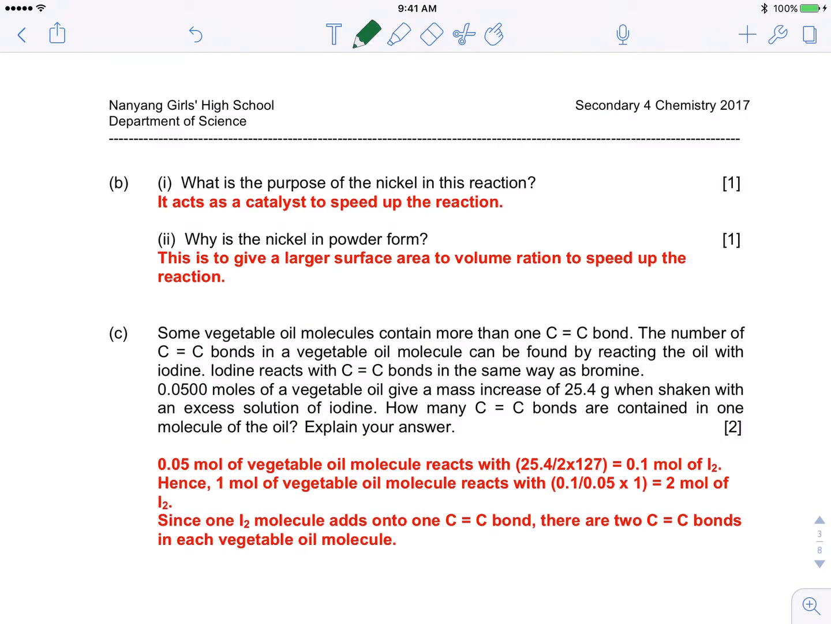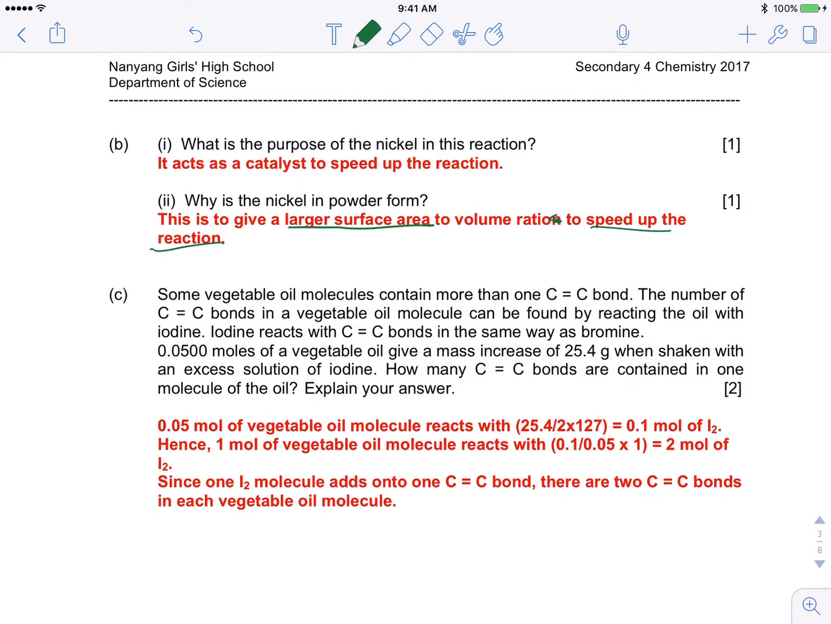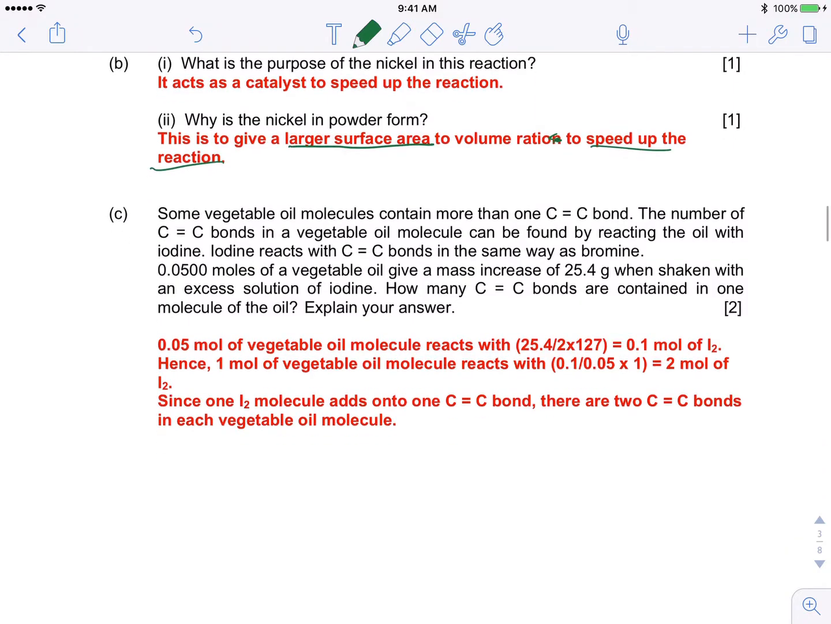So next, what is the purpose of nickel in this reaction? It acts as a catalyst to speed up the reaction. Most of you got the catalyst correct. Why is it in powder form? It is to have a larger surface area to speed up the reaction. So there are two keywords here: larger surface area to volume ratio to speed up the reaction. Okay, so you must have the part about speeding up the reaction. If you talk about higher frequency of effective collisions, all that is fine, but your conclusion must still be hence increasing the rate of reaction.